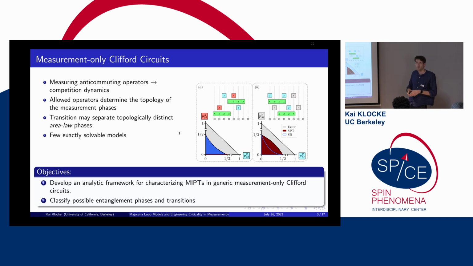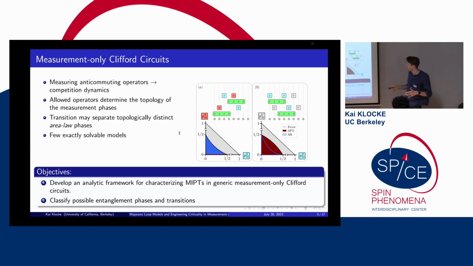And in this case, we don't necessarily have, say, volume law and area law. We can have topologically distinct area laws separated by some measurement-induced phase transition. And this is now maybe a bit more sensitive to the details of which operators we allow ourselves to measure. But that means we have maybe a broader family of possible transitions and phases.